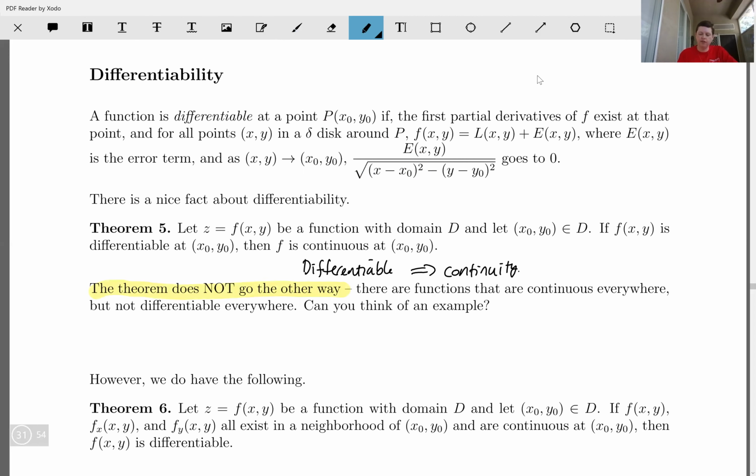There are functions that are continuous everywhere but are not differentiable everywhere. So you should try to think of an example, and you should maybe pause the video and think of an example before I give an example, but I have an example. My example is z equals the square root of x squared plus 2y squared, which is the top of a cone with vertex at the origin.